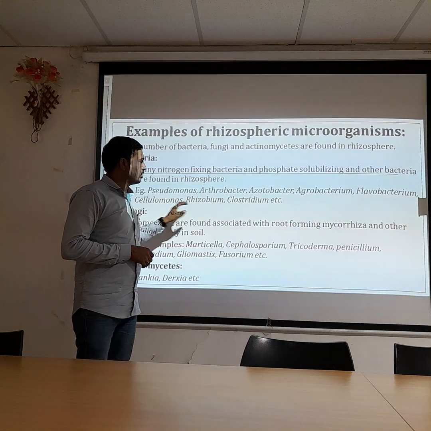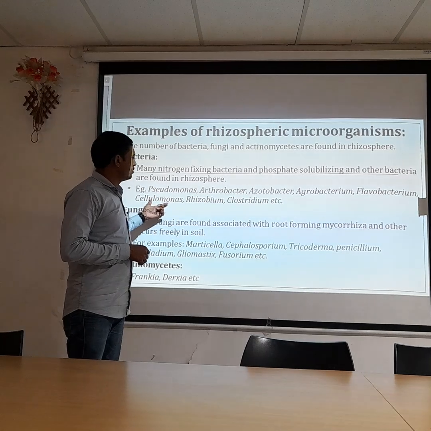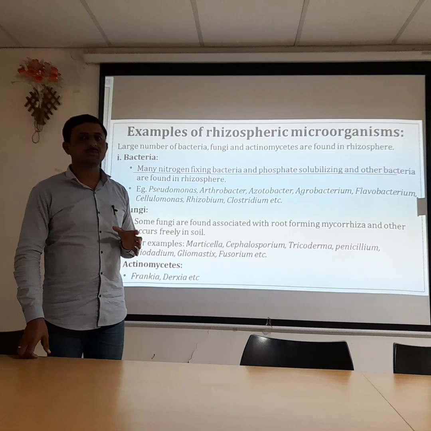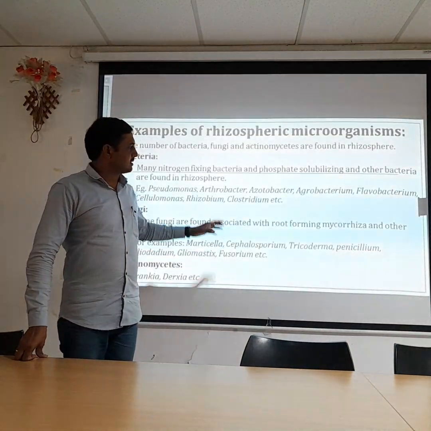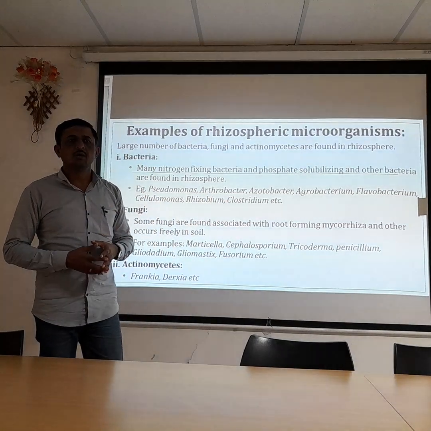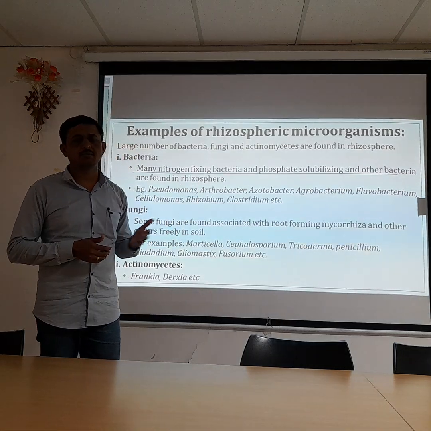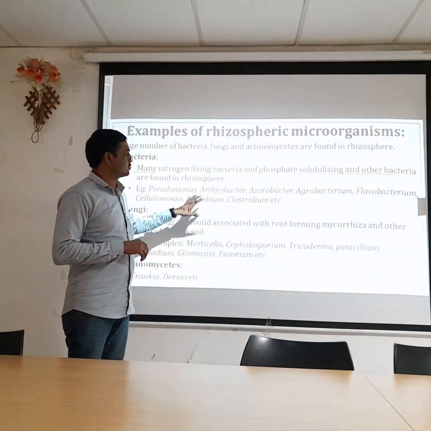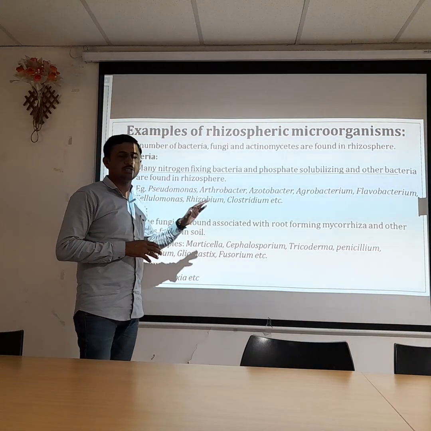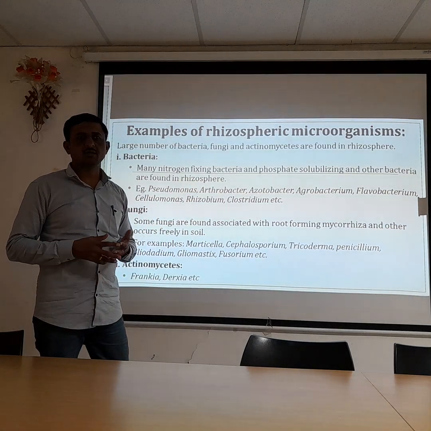For example, Pseudomonas, Arthrobacter, Azotobacter, Agrobacterium, Flavobacterium, Cellulomonas, Rhizobium, Clostridium. These are some dominant genera of bacteria. When we collect different soil samples, the species of these bacterial genera can change. So these are just representative examples of bacteria. They are normally present in the soil and have beneficial characteristics for the crop.